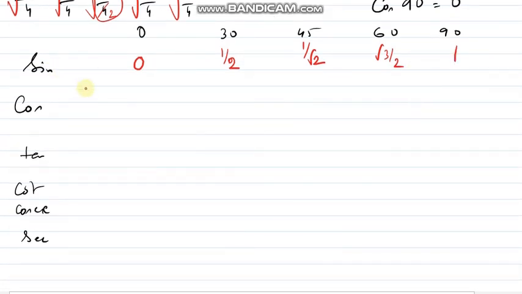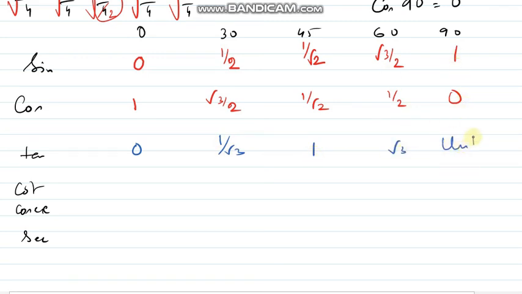Now when I get the values of sine, the values of cos I am just going to write in the opposite direction. Why? I am going to explain. For the value of tan, I will divide the value of sine by cos. If I do this, 0 by 1, that is 0. This by this, 1 divided by root 3. This will be 1, this will be root 3. 1 divided by 0, that will be undefined.